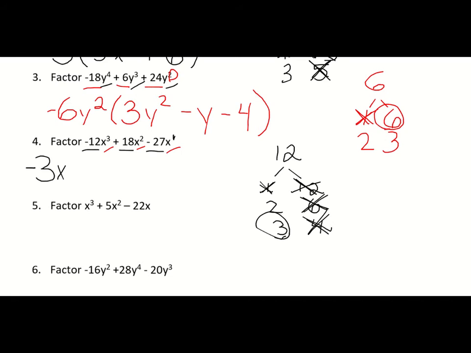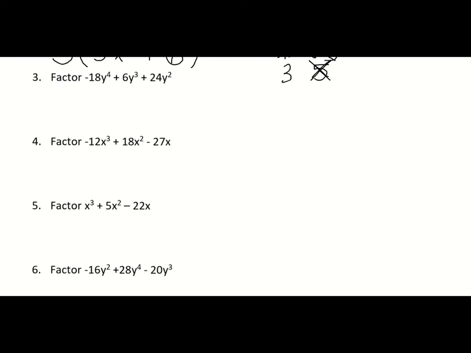So now that we have our full GCF, we're going to divide by that and write in parentheses what is left. Negative 12 divided by negative 3 is 4. It was x cubed, but we took one of those, so that would leave us with x squared. 18 divided by negative 3 is negative 6. X squared, but we took one, would leave us with x. Negative 27 divided by negative 3 is positive 9. And it has an x, but we already took that, so I'm going to close the parenthesis.